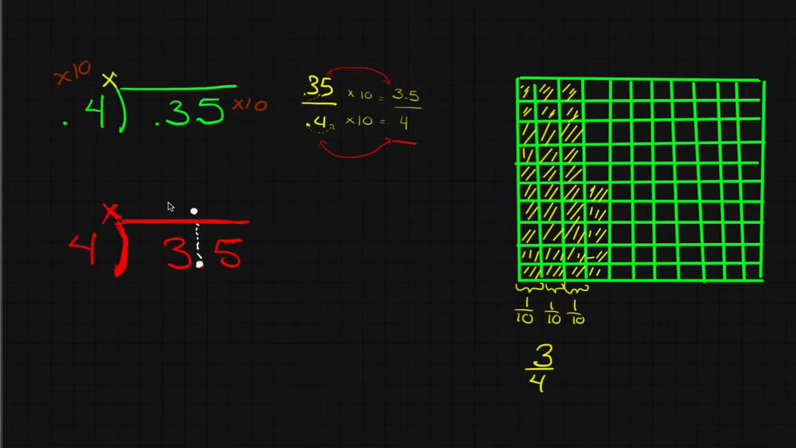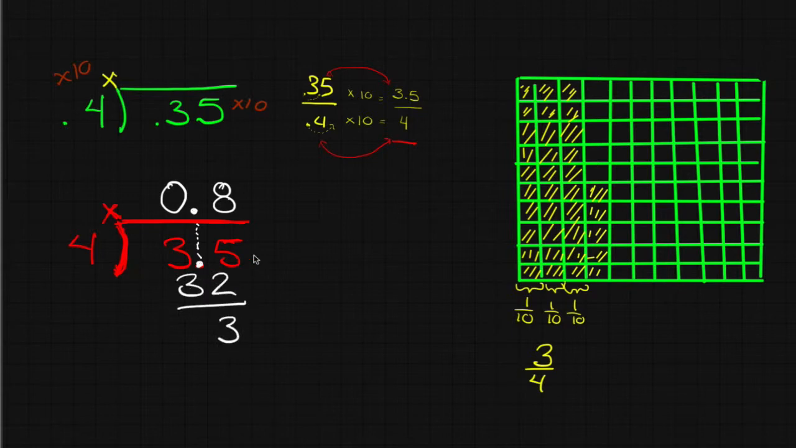So let's see here. How many groups of 4 can I take out of 3? And the answer is 0. And that's okay. I will just go on to 35. How many groups of 4 can I take out of 35? And the answer is 8. 8 times 4 is 32. I subtract and I get a 3.